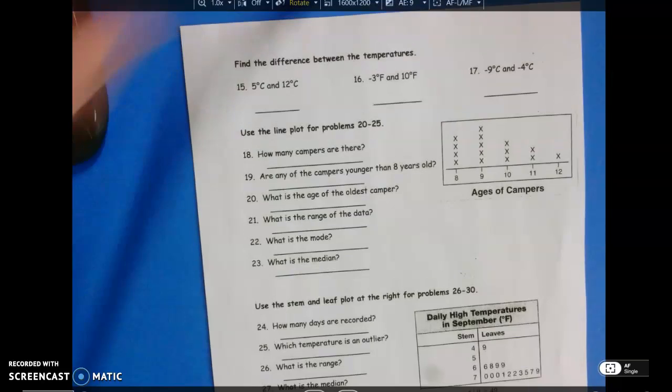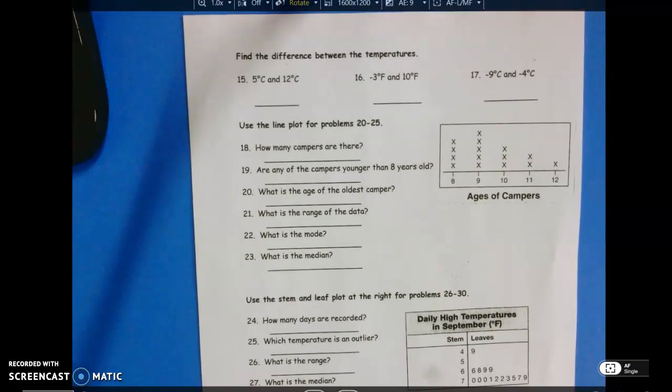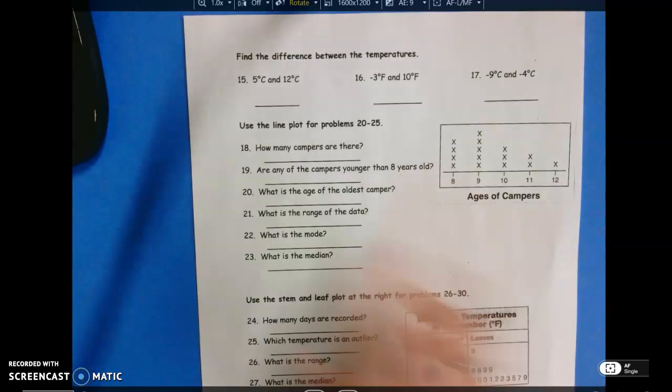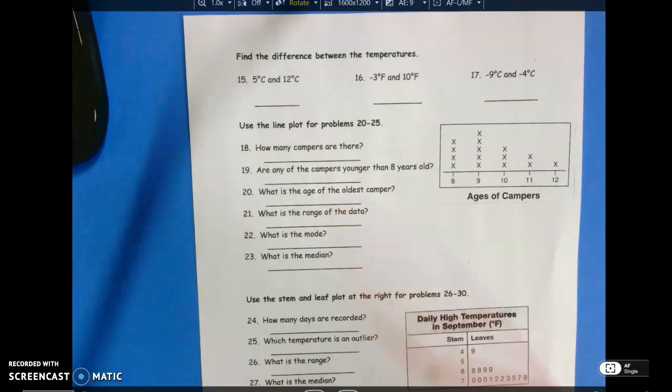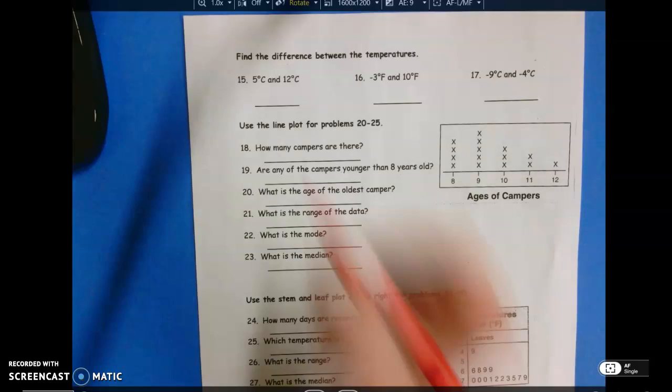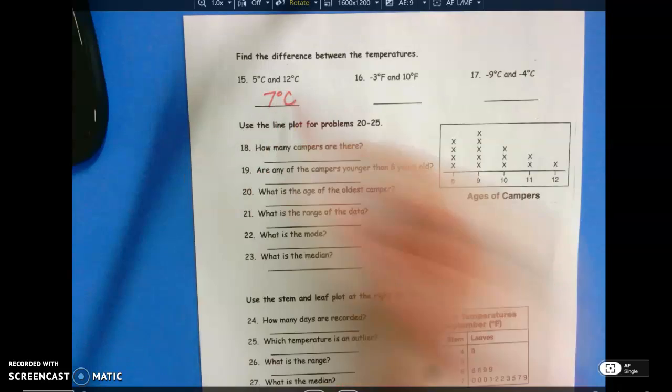Backside, please. So when we're finding the differences between temperatures, you have to imagine that thermometer. And imagine if I start at 5 degrees Celsius and go up to 12 degrees, they're both positive numbers. So I need to do a simple subtraction, taking the smaller one away from the bigger one. 12 take away 5 is 7 degrees Celsius.